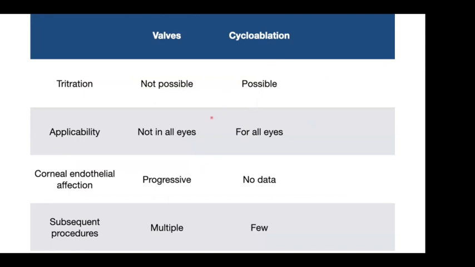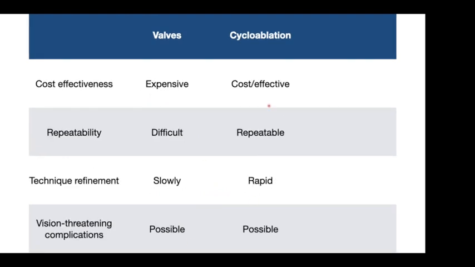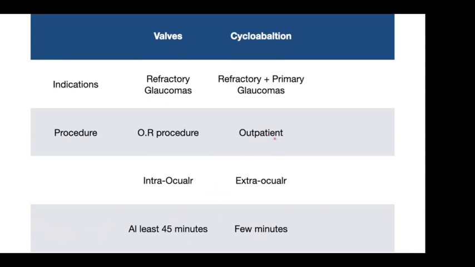And I used to do a kind of comparison, which is a bit biased towards cycloablation. Cycloablation is more titratable, and it can be applied to seeing eyes. Then there is the corneal endothelium; we know that the valves could reduce the corneal endothelium. The subsequent procedures after the valves could be multiple, but few after cycloablation. And again, cost effectiveness: you can think that the valves are definitely more expensive. The cycloablative procedures are more repeatable. The technique is rapid, and it's an outpatient, extraocular procedure taking a few minutes. So again, I tried to put everything in favor of cycloablation, to stay away from the valves as much as possible.